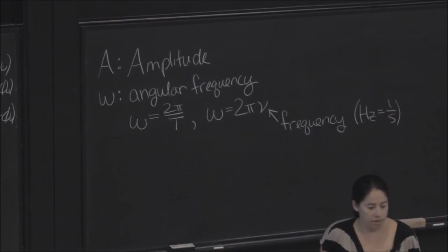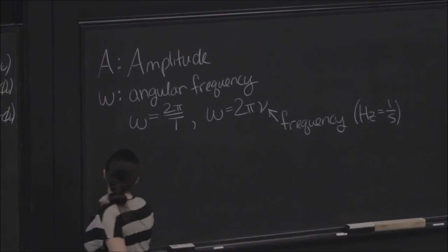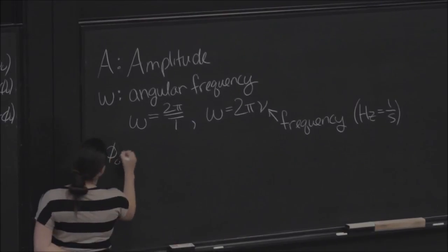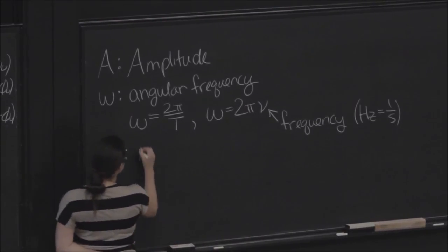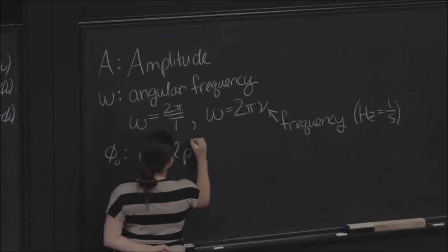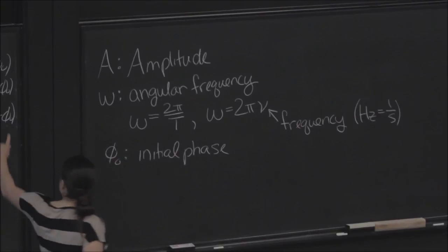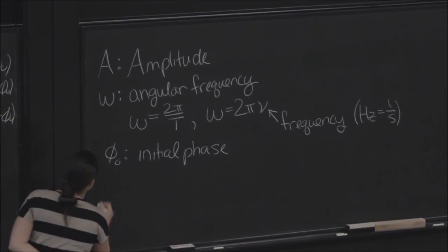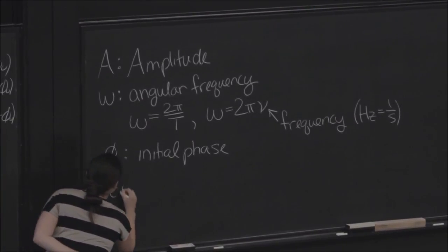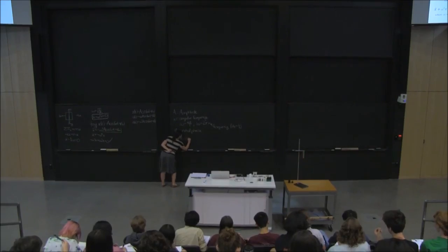Okay. So what else? We have this weird thing, phi naught. And this is just the initial phase. We're going to get some practice on this in just a second. So let me just leave that here. And then finally, the argument here, this omega t plus phi naught, that's what we're going to call the phase at time t.